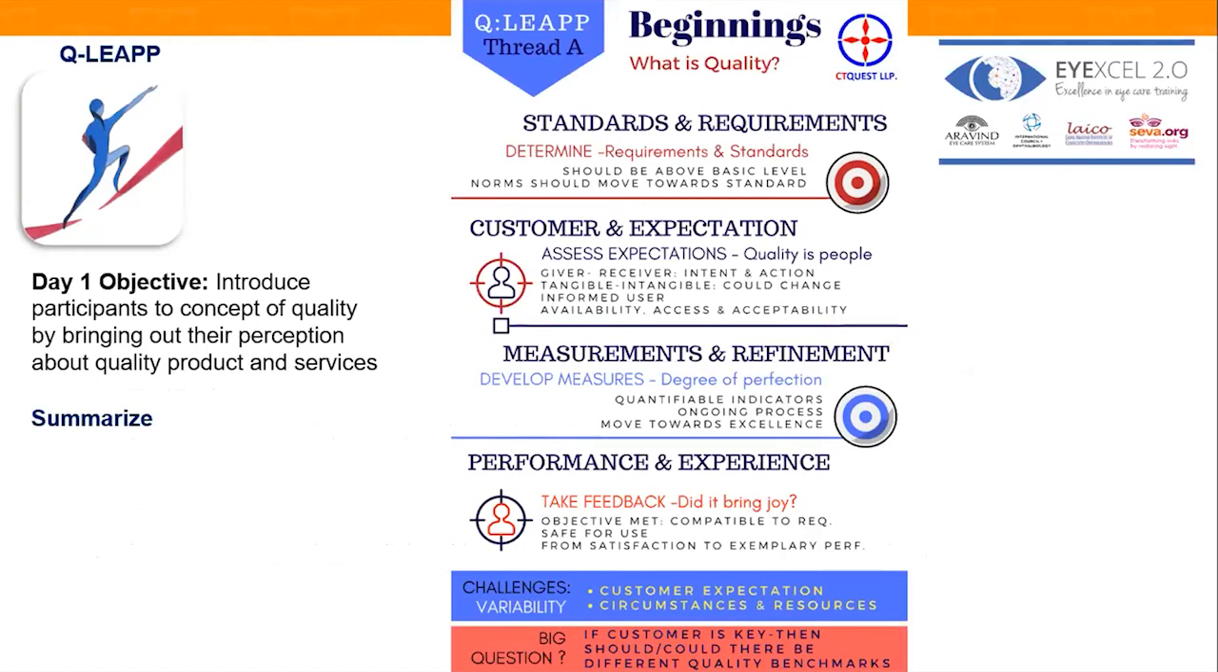What I want you to focus on is the wording that is used in this infographic, like "above basic level," "giver," "receiver." These are not the standard terminology that is used in quality management workshops. These are the words of the participants. And at the end of this 24 hours, we left them with a big question, which again came from the participants: if the customer is key, then should or could there be different quality benchmarks?